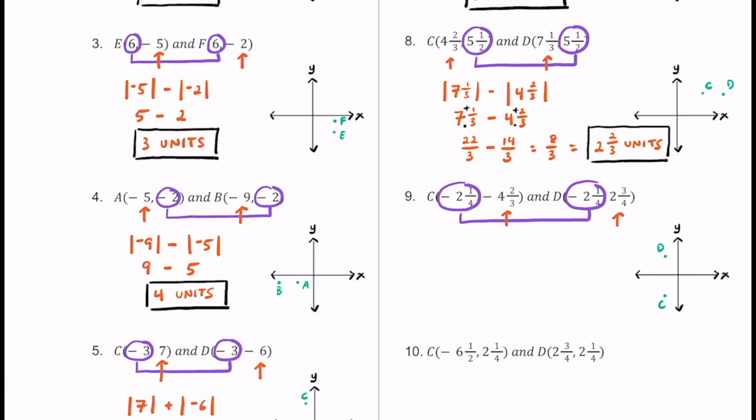So they're in different quadrants. So let's go ahead and add their absolute value. So the absolute value of -4 2/3, let's go ahead and add that to the absolute value of 2 3/4. Okay, now we're adding here, but the absolute values first we got to take care of. So this is going to be 4 2/3, and then this is going to be just 2 3/4.